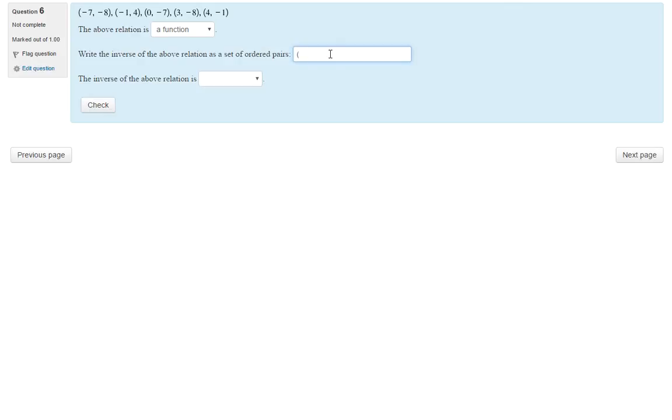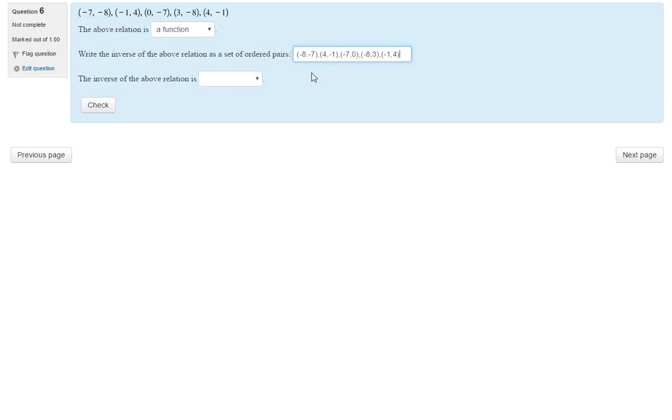The inverse is going to have ordered pairs -8, -7. Next one is 4, -1. Next is -7, 0. Next is -8, 3. And next is -1, 4.